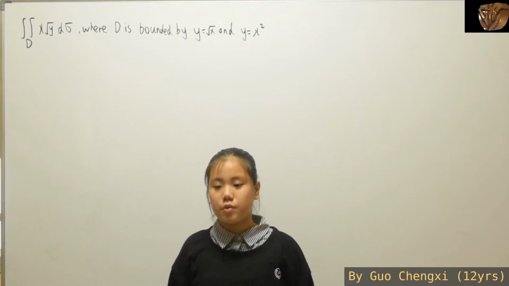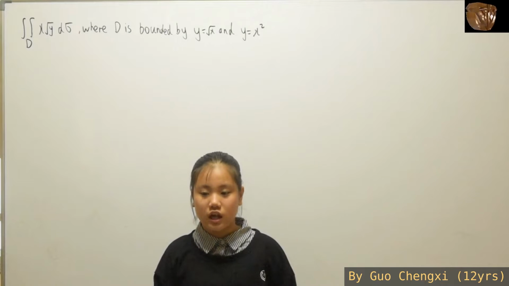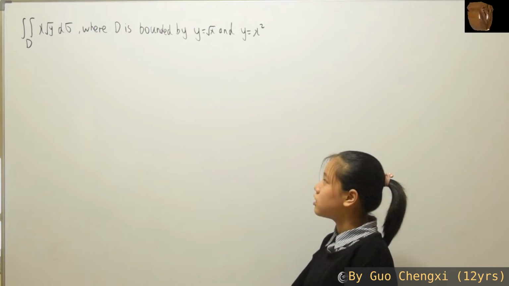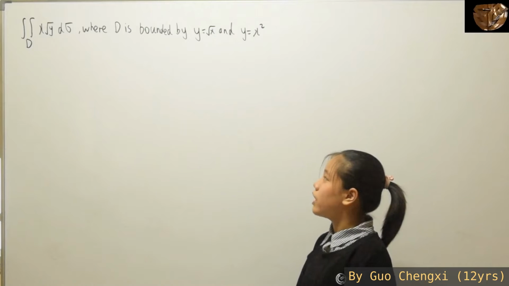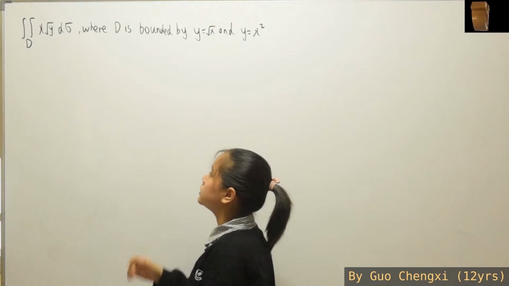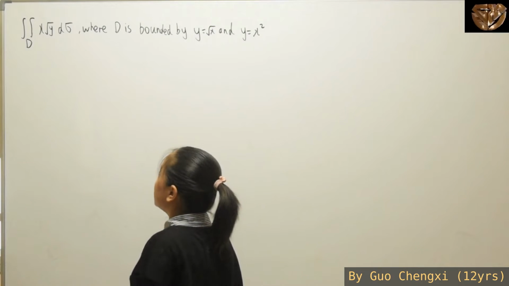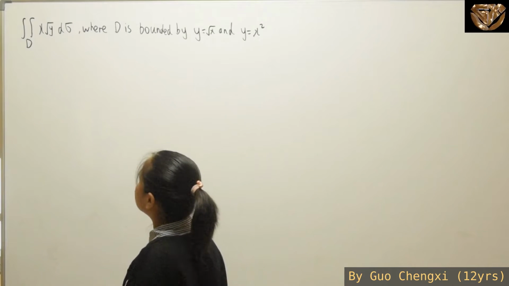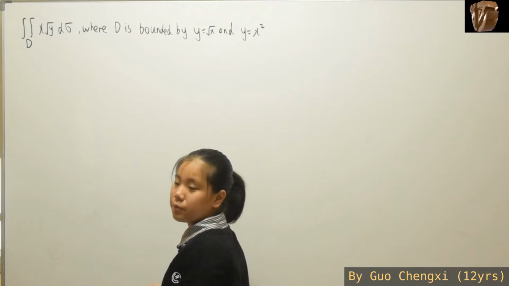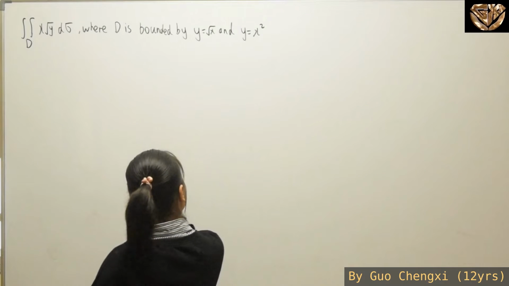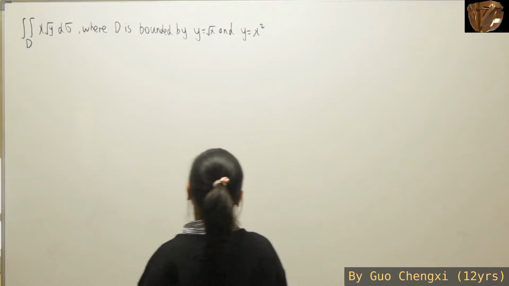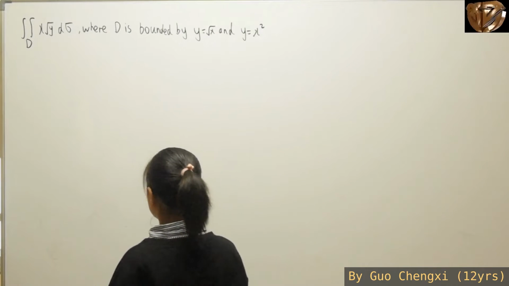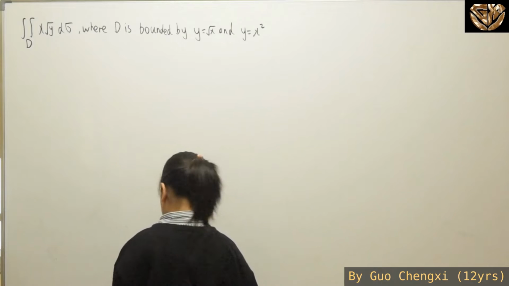For this lesson, we'll be continuing on with the techniques and applications for definite integration. So for this lesson of definite integration, we have this example over here, which is the double integral of x square root y dσ, where D is basically the boundary, bounded by y equals square root x and y equals x squared. So first, we are going to draw the graph.